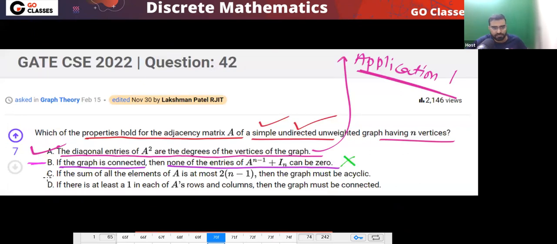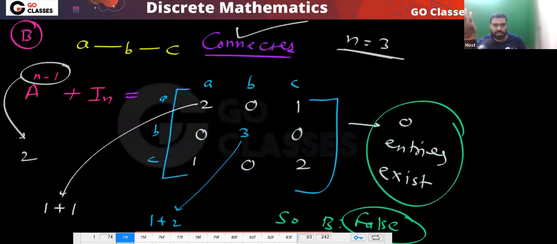What about option C? If the sum of all elements of A is at most 2 n minus 1, then the graph must be acyclic. And this is very easily false, because of this word at most, you can very easily make it false. What you can do is take a cyclic graph, but with a large number of vertices. You can easily make it false. This option C, you can easily create a counterexample.